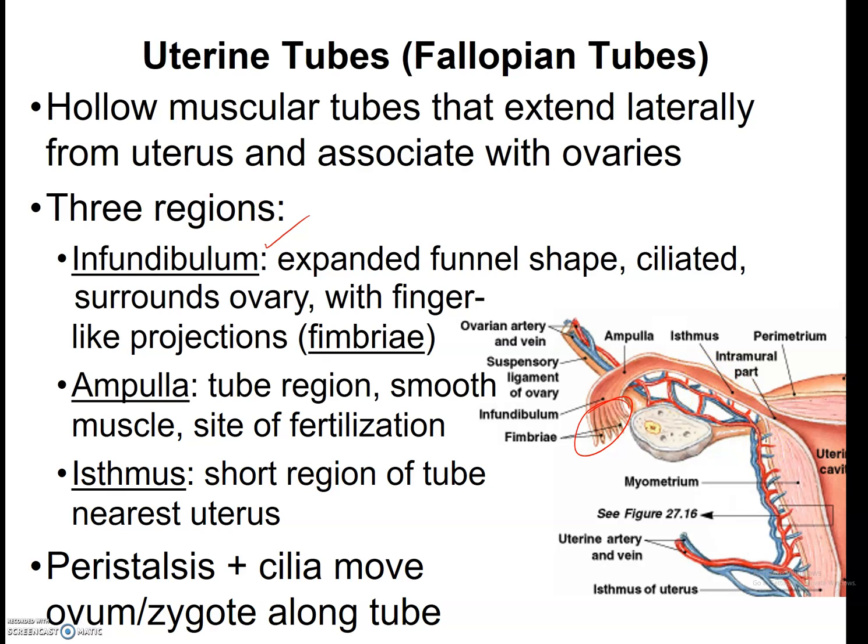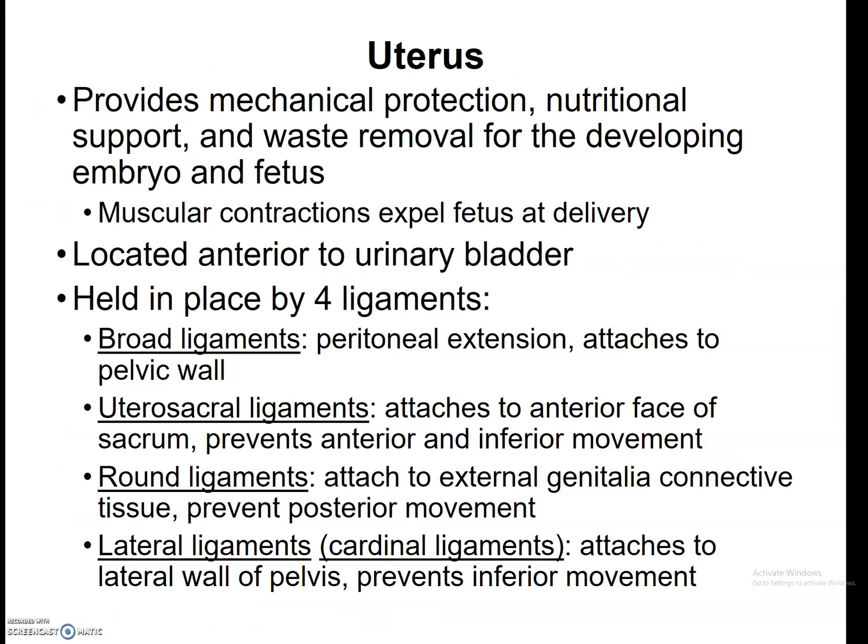The isthmus is the short region of the tube nearest the uterus, and then the intramural portion is the junction between the uterine cavity and the isthmus of the fallopian tube. So peristalsis and cilia are going to move the ovum or the zygote, if fertilization took place, along the tube into the uterus. The uterus itself provides a tremendous amount of protection, nutritional support, and waste removal. We didn't talk about that very much. It supports the developing fetus and embryo, and the muscular contractions of the uterus expel the fetus during birth and delivery.